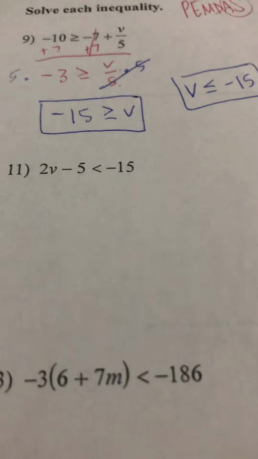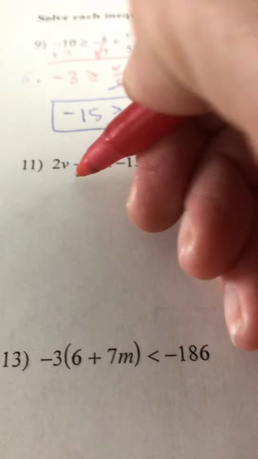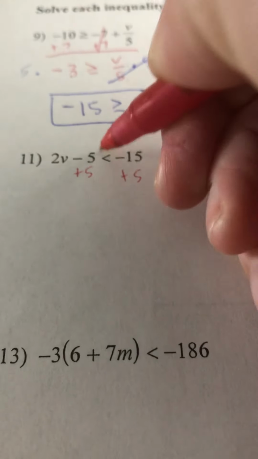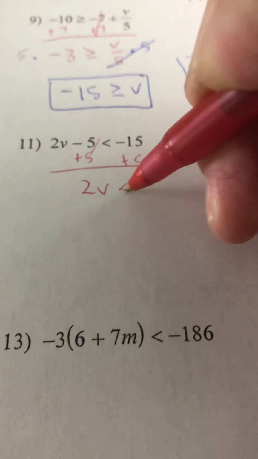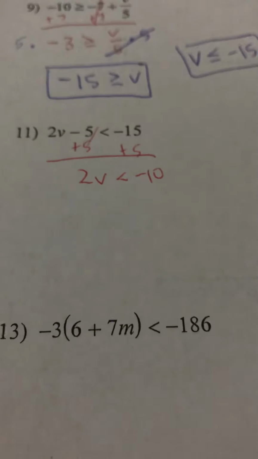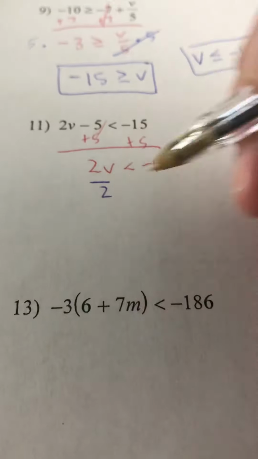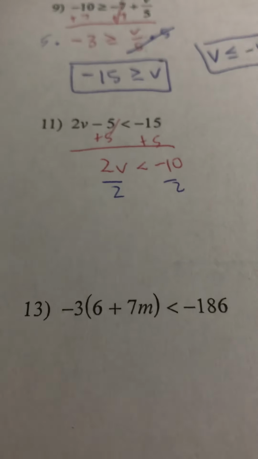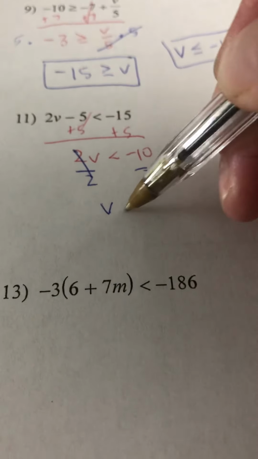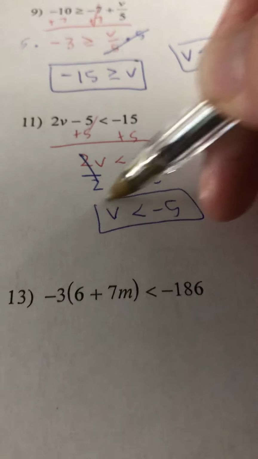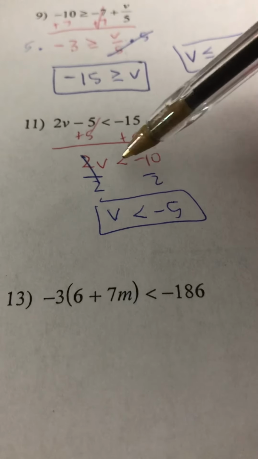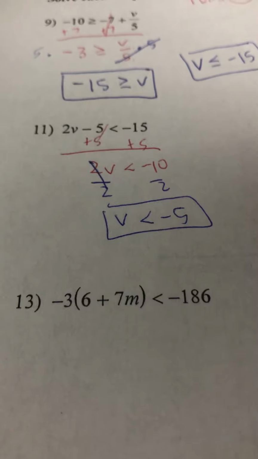The next one, it says 2v minus 5, so I'm going to add 5 to both sides. So 2v is less than negative 10, and then I'm going to divide both sides by 2. And so v is less than negative 5. Notice that I did not divide by a negative, so I'm not switching the inequality sign.